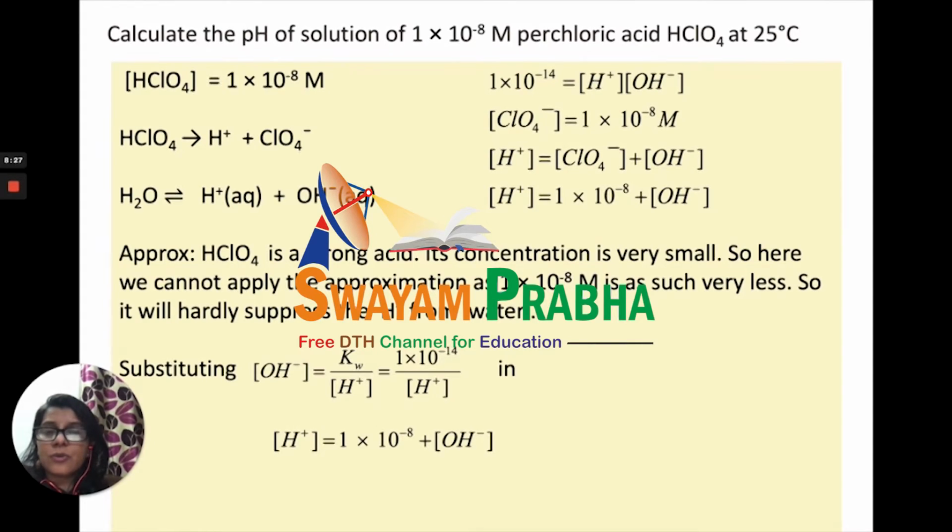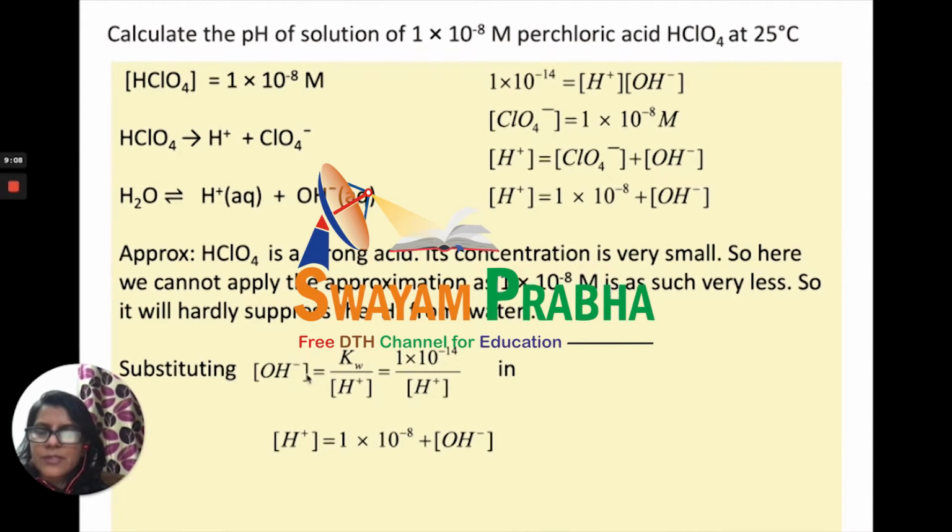Can you now ignore OH-? Now here HClO4 is a strong acid. Its concentration is very small. So we will not be able to apply the approximation that 1 × 10^-8 molar is less, and so you can ignore the concentration of OH-. Earlier we were doing this. Why were we able to do it? Because the concentration was more than 10^-6 molar and we were able to say that OH- concentration is quite less and therefore it could be ignored. But here it cannot be ignored. So what do we do? Let us see.